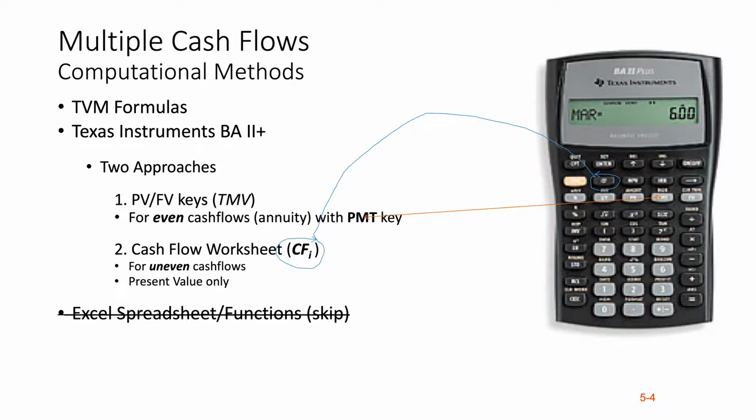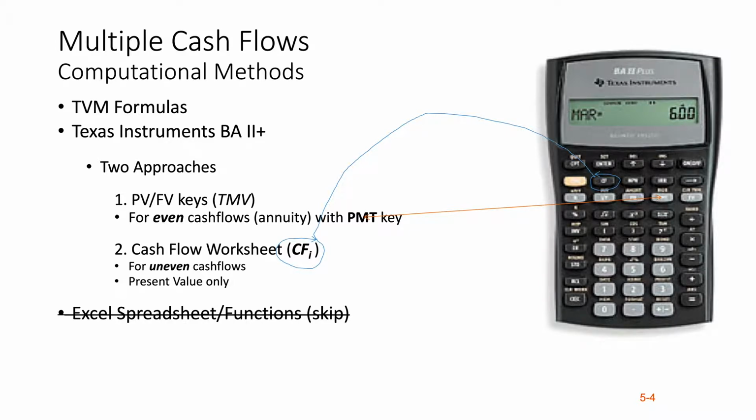Within the financial calculator, there are two approaches to dealing with multiple future cash flows. One we already studied is the present value, future value keys, that is the third row. But here, since it's a multiple future cash flow, instead of FV, future value, we are using the PMT key. The PMT key is the multiple payment. So we use that to calculate loan payment.